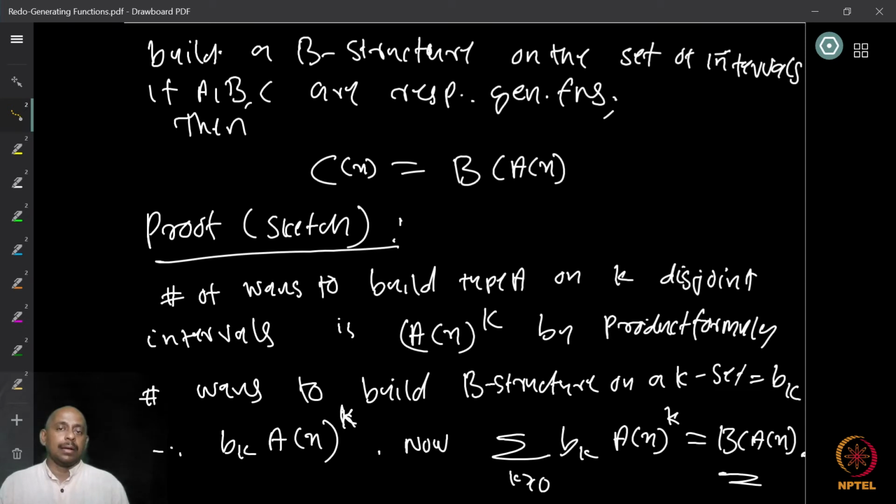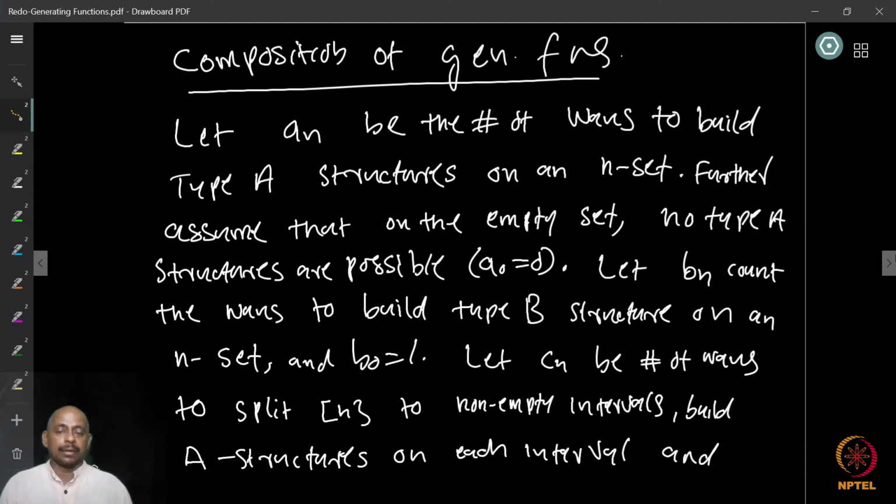If A, B, C represent the generating functions for An, Bn, and Cn, then we have C of x is equal to B of A of x. Okay, so let us look at it again. What we are going to do is that, given an n element set, I partition it into non-empty intervals. So the set is 1 to n, right? Partition into non-empty intervals. So let's say 1 to 5, right? And then 6 to, let's say, 9, right? And then 10 to 21, etc. So we put it into non-empty intervals.